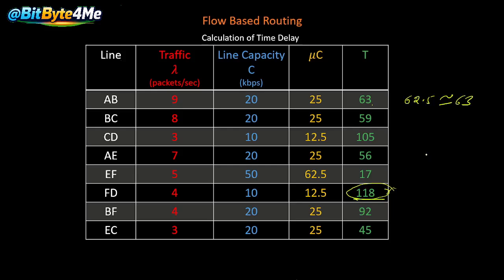So this is basically the flow-based routing method, which takes into account the topology as well as the current traffic in the network.